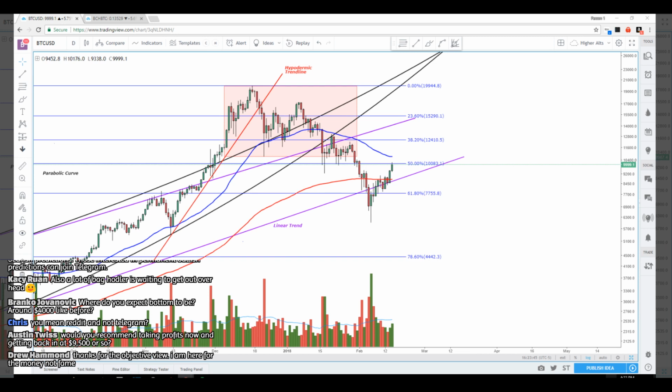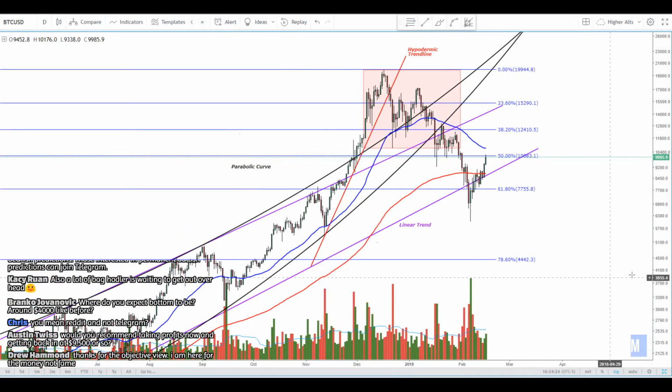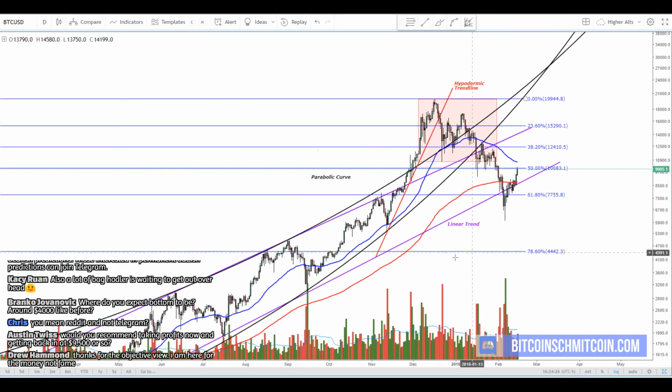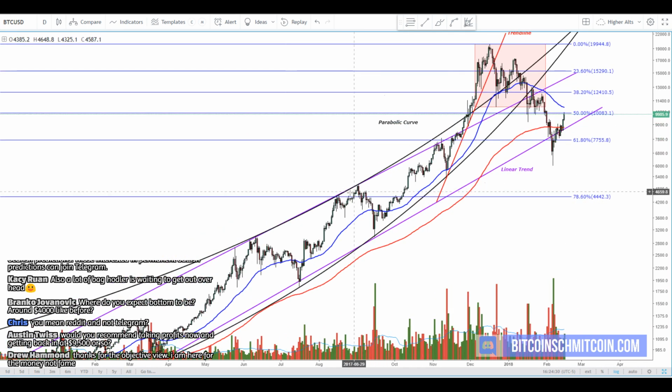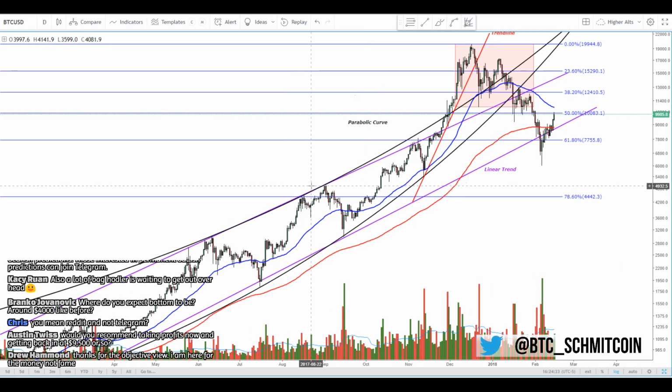Where do you expect the bottom to be? Around 4,000 like before? Yeah. So I'm expecting, if it does go down, to find a bottom right around the 78% retracement value, somewhere in here. There's a lot of support here.